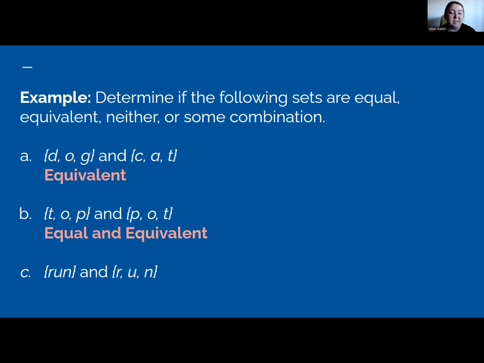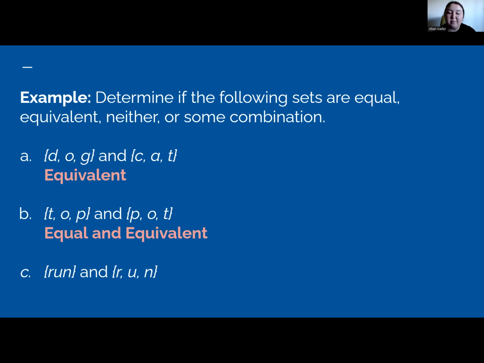Then we have C, this last one. We have the set of run and the set of R, U, N. This is an example of having a word versus the letters that make up that word. The word is run. That's the only element in that set. In the other set, the set of R, U, and N, there are 3 members. There are 3 letters. They do not have the same cardinality. The set of run has a cardinality of 1, and RUN has a cardinality of 3.